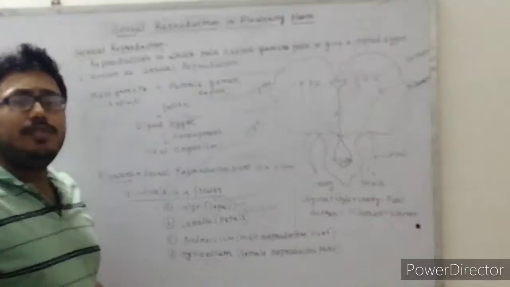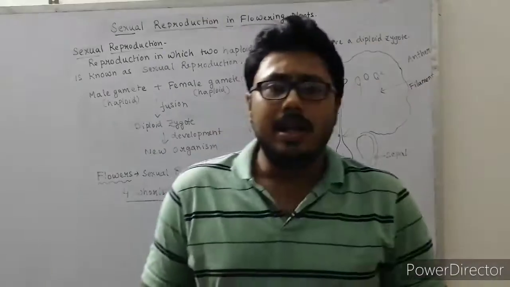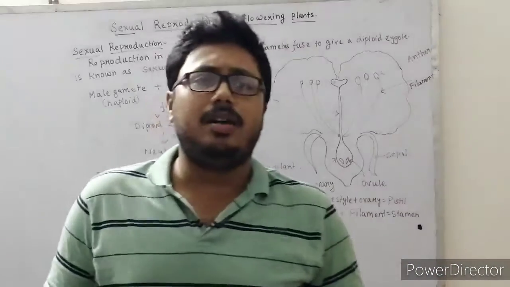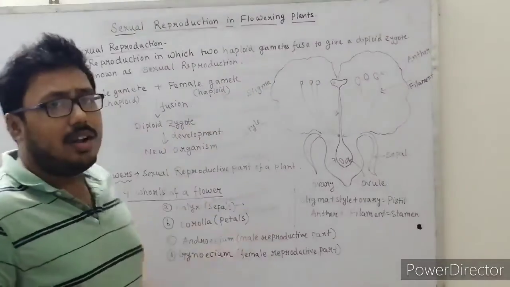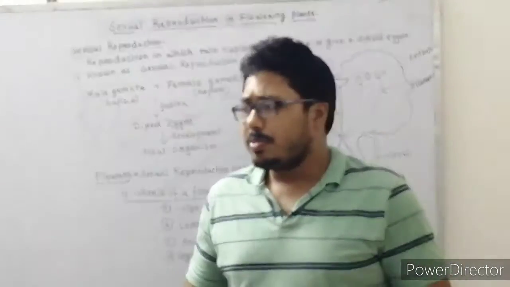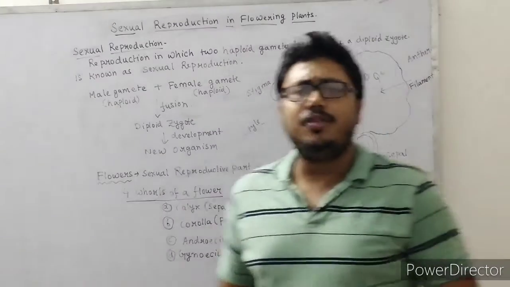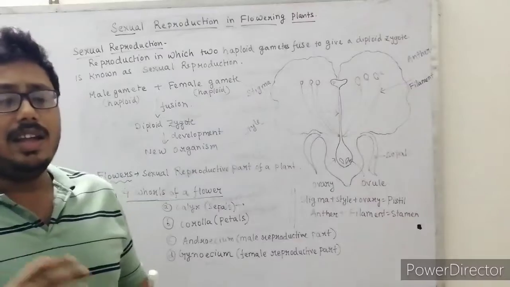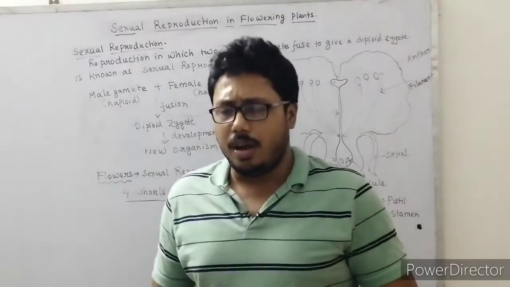So what is the need of the colored part of a flower? As we studied in the previous classes also, the colored part of a flower attracts insects. So what is the purpose of attracting insects? The purpose of attracting insects is to pollinate the flowers. It helps in the pollination of the flower.